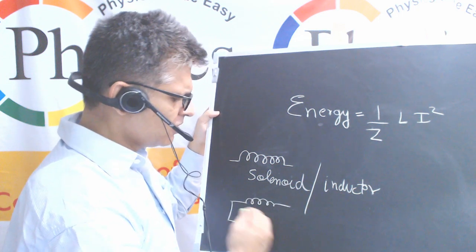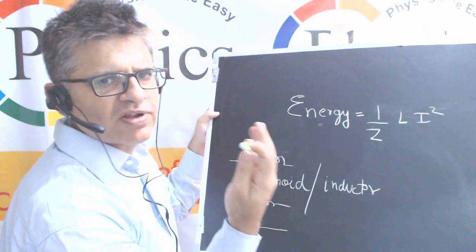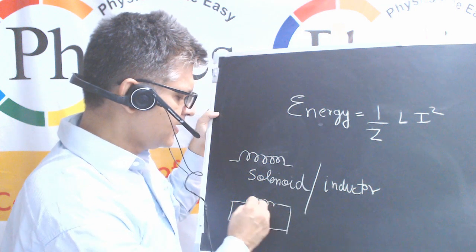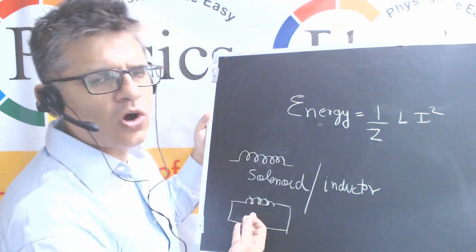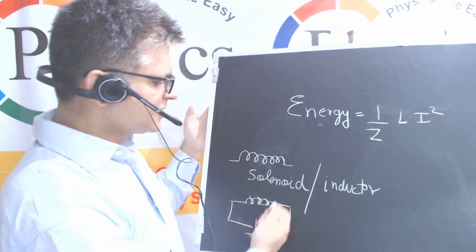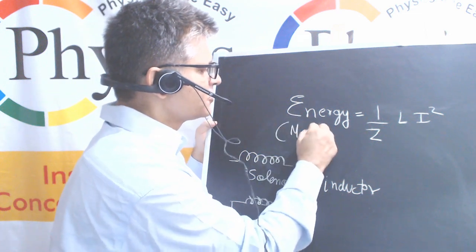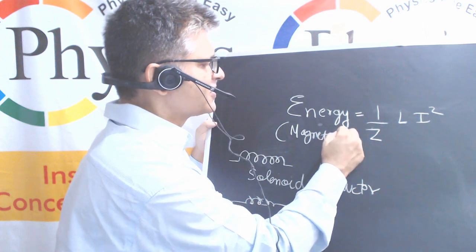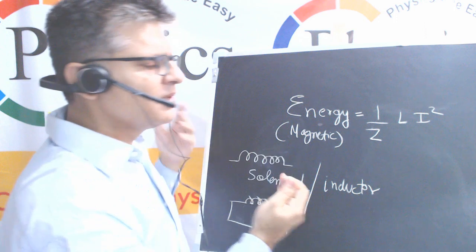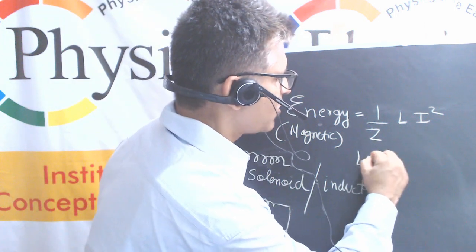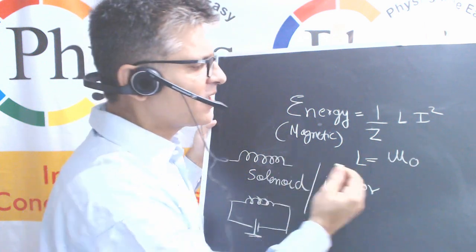Now, we know that if you are trying to send some current, maybe this is a DC source and time varying is very difficult to get, but let's assume, and a current is building across the inductance or the solenoid. The energy which gets stored is basically the magnetic energy, right? So this is your magnetic energy which gets stored in the inductor.